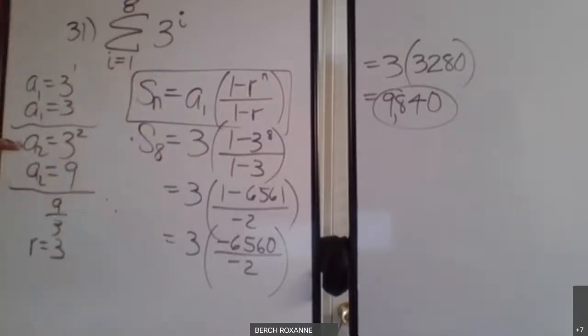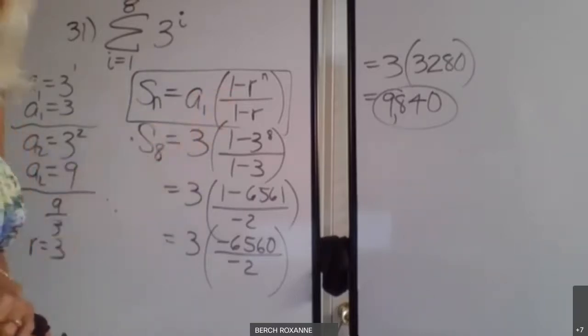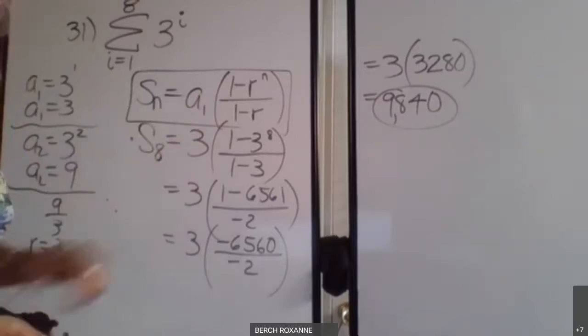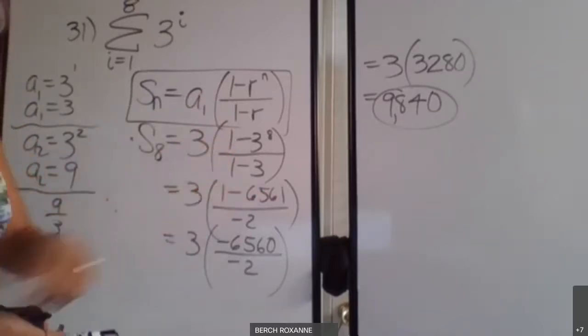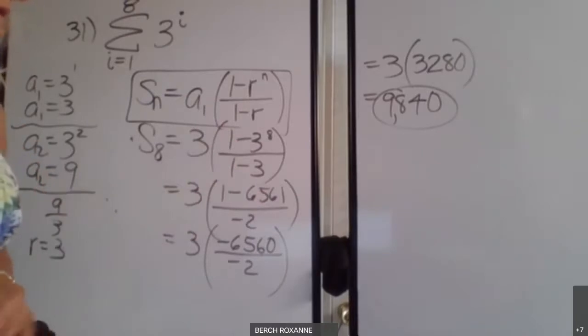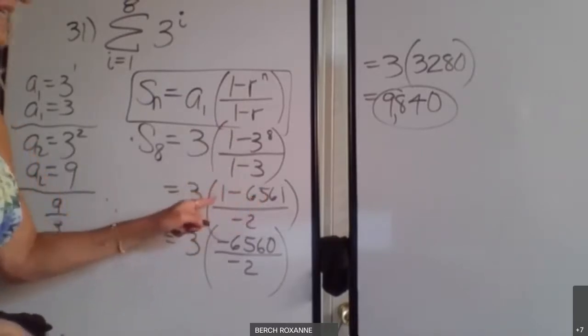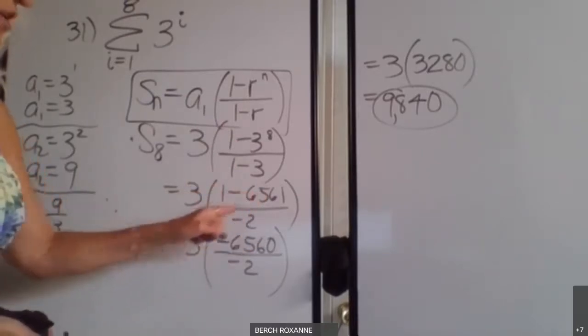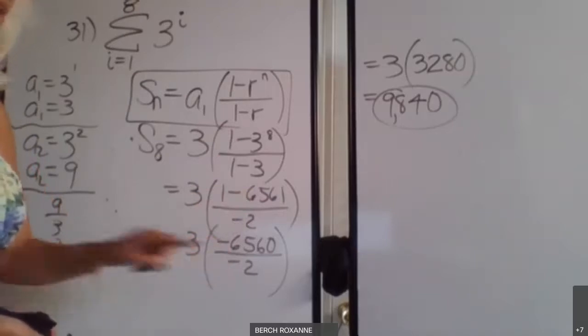I mean, you have to take a sub 2 and divide by a sub 1, a sub 3 divided by a sub 2, and get the common ratio. And then you have to remember that that negative is not part of the power. So it's 1 minus 6561. 6561 minus 1 is 6560, and the bigger number is negative, and a negative divided by a negative is a positive.